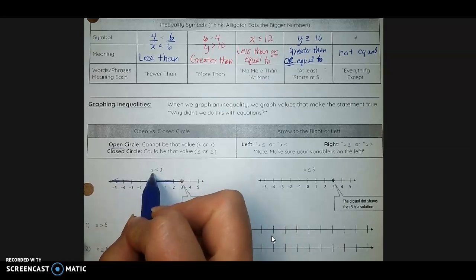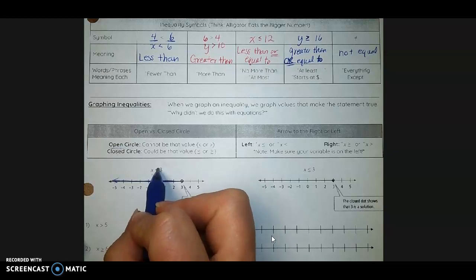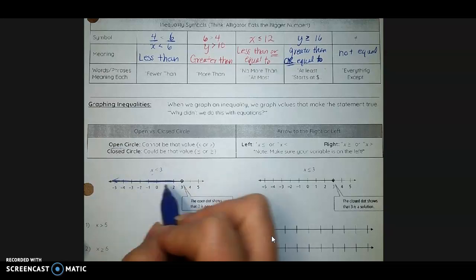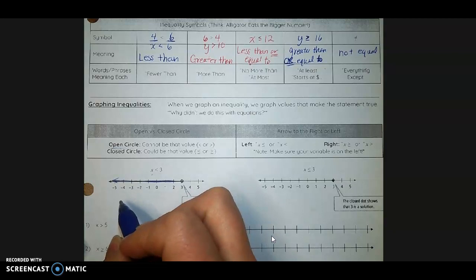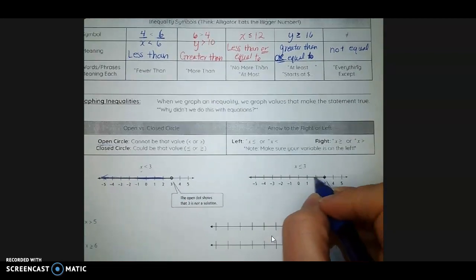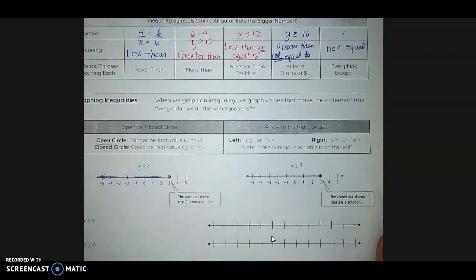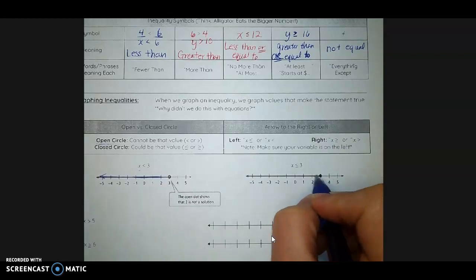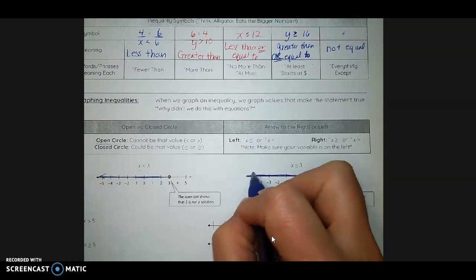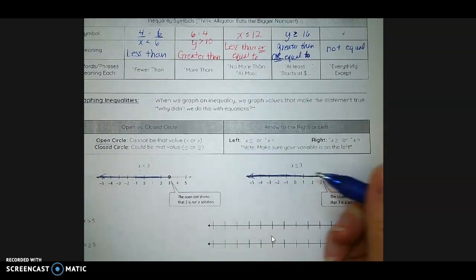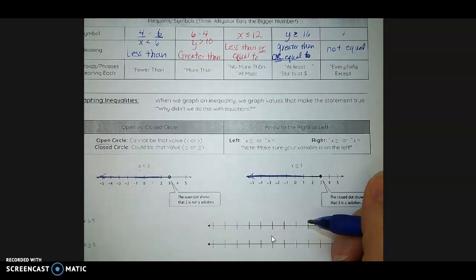If I have the variable on this side, my sign tells me which way to shade. It's like an arrow pointing me in that direction. On this one over here, we have that little line underneath, so I have a closed dot. I fill it in because 3 is a possible answer. And then it's still telling me less than, so it's still telling me to shade in that direction.